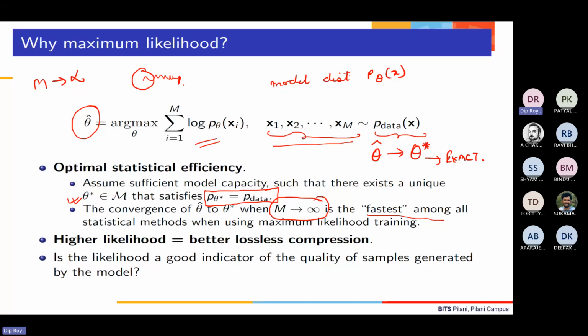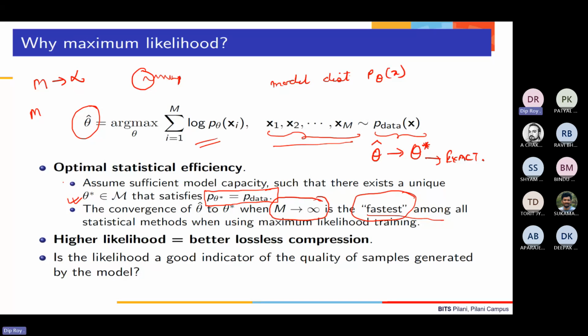And when we say that this is the fastest among all, fastest does not mean faster training time, and it does not mean faster optimization per iteration. It means that with the same number of samples, maximum likelihood essentially gives the most accurate estimate possible. That is what it essentially means.